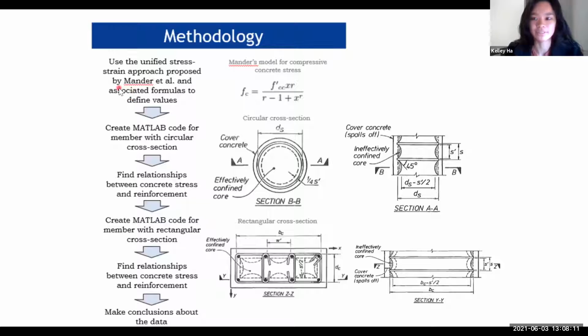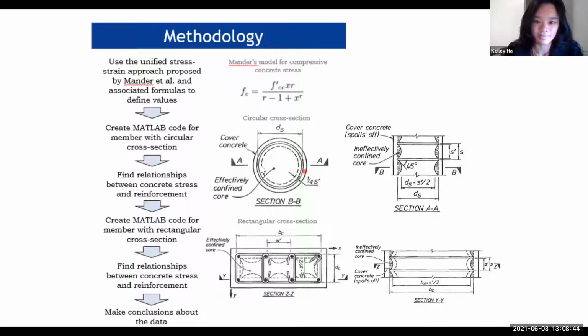Using his paper, we can create a MATLAB code for a member with a circular cross-section, and then find the relationship between the concrete stress and the reinforcement. We can do the same thing for a rectangular cross-section. And in the end, we'll make conclusions about the data. This formula here, at the top, is the most important formula in his paper, which will allow us to find the compressive concrete stress given a compressive strain.